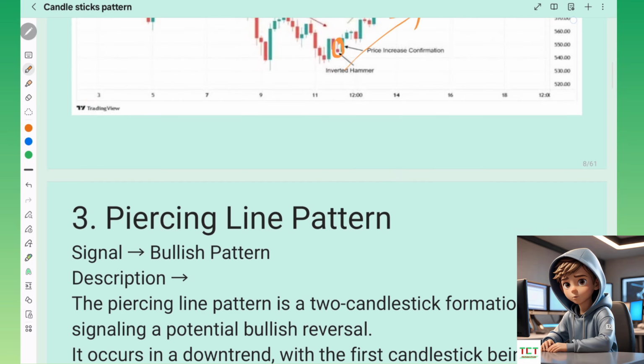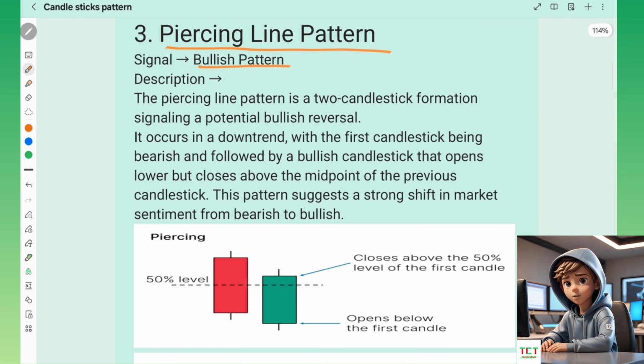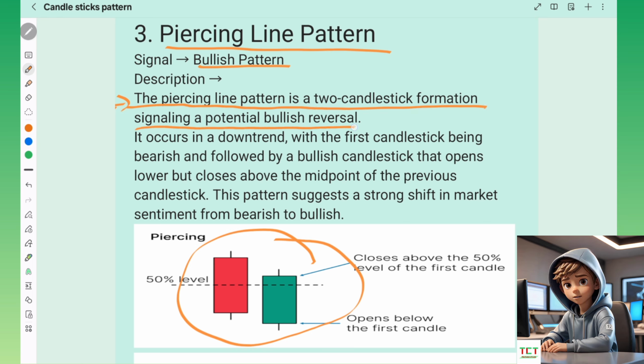So moving forward, let's talk about the piercing line pattern. This is also a very powerful bullish pattern. And what makes this one interesting is that it's a two candlestick formation. So you need to look for two candles together to identify this pattern. As written, the piercing line pattern is a two candlestick formation signaling a potential bullish reversal. It occurs in a downtrend, with the first candlestick being bearish and followed by a bullish candlestick that opens lower but closes above the midpoint of the previous candlestick. This pattern suggests a strong shift in market sentiment from bearish to bullish.